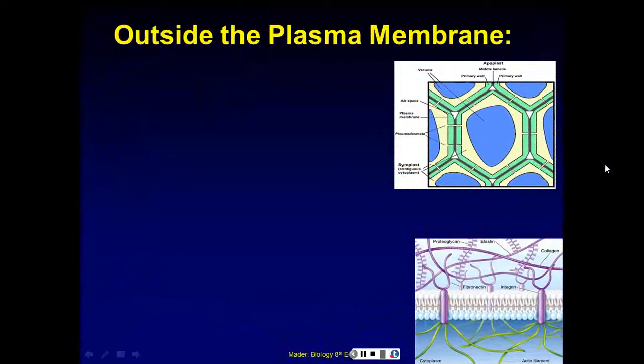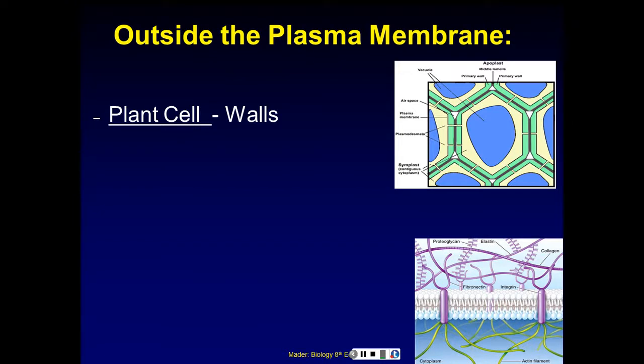What's outside the plasma membrane of plant cells? We've already talked about this. Plant cells have walls outside the plasma membrane. Let's make it clear that whenever a cell has a wall, and we've talked about several cells that have walls: fungal cells that have walls made out of chitin, plant cells that have walls made out of cellulose, and even bacterial cells that also have a cell wall.